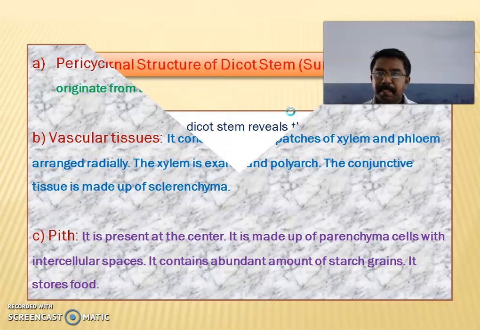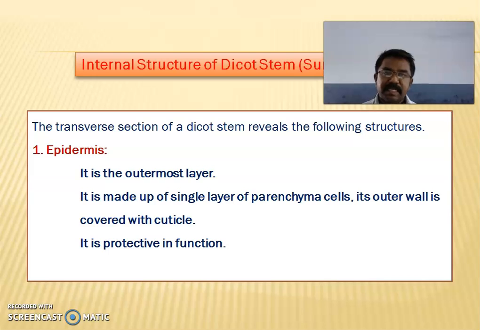Next, internal structure of a dicot, for example the sunflower plant. Dicot stem. The transverse section of a dicot stem reveals the following structures. Epidermis is the first, outermost layer. It is made up of a single layer of parenchyma cells. Its outer wall is covered with a cuticle. The cuticle is mainly responsible for protection. It is a protective function.